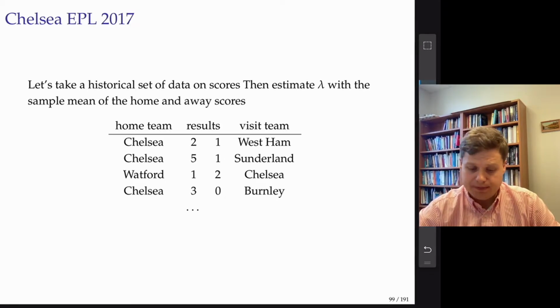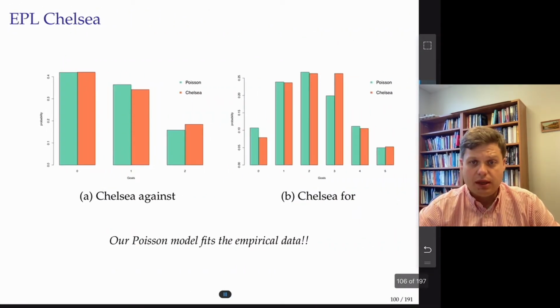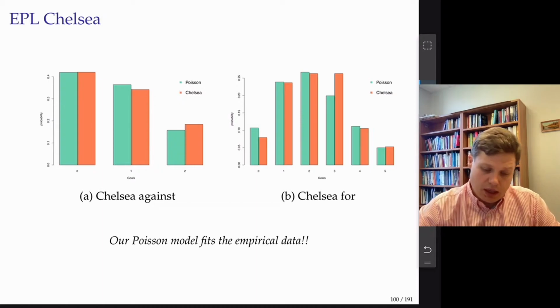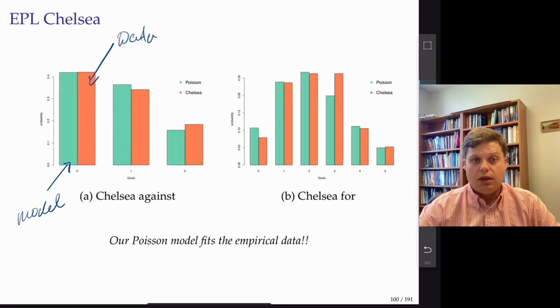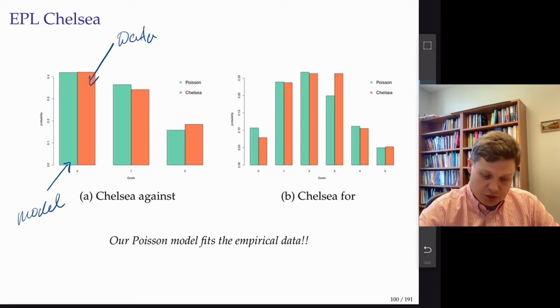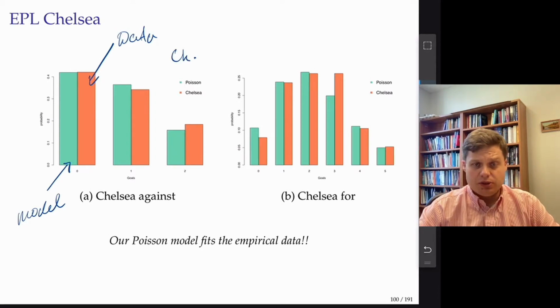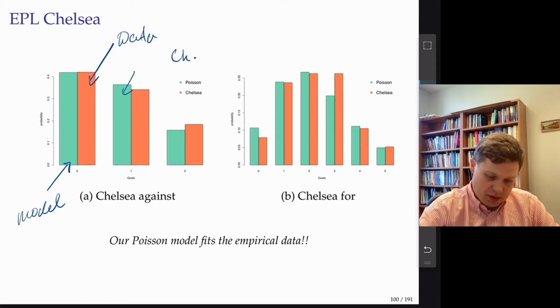And again, this is how historical data looks like, and I use this data to calculate my rates lambda. Here I'm just using maximum likelihood estimation. And here are my models, and here is how well those models match the data. And what you see here, the turquoise color is my model predicted outcome, and the orange color is the actually observed outcomes in the data. And you see that at least for Chelsea here, the model does a pretty good job. It correctly predicts the proportion of 0 goals, and for 1 goal it slightly overestimates, and for 2 goals it slightly underestimates.